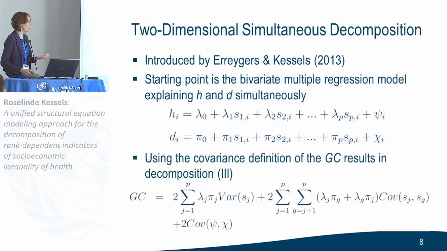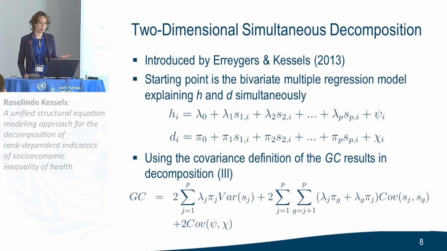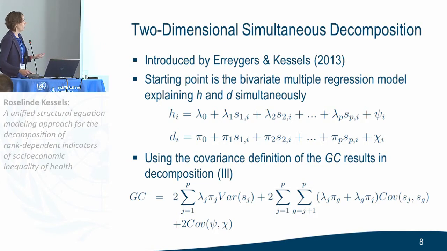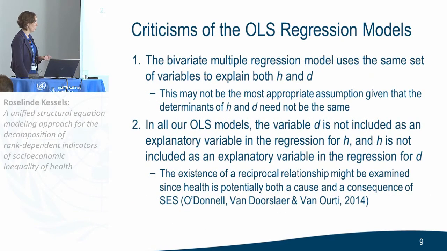Okay, now, while having done this work, we got some criticisms related to it. And the first criticism that we got related to the use of the bivariate multiple regression model and the associated decomposition was that we used the same set of variables to explain both H and D, which may not be appropriate given that the determinants of H and D may not be the same. And then more importantly, was that actually in all of our decompositions, we did not include the variable D as a predictor in the regression for H, and also we did not include H as a predictor in the regression for D. We left those variables out of our regressions.